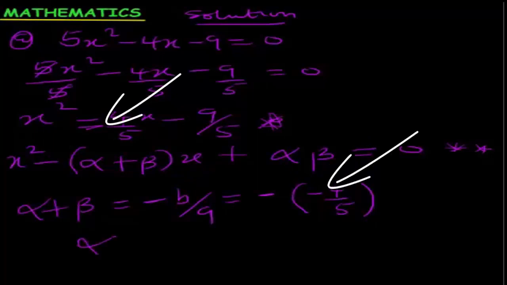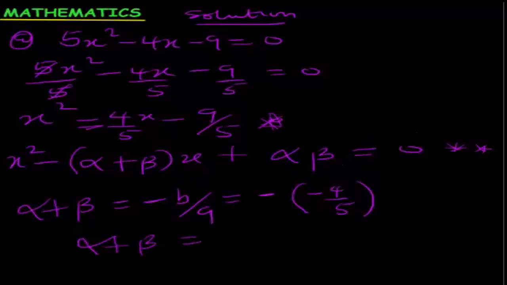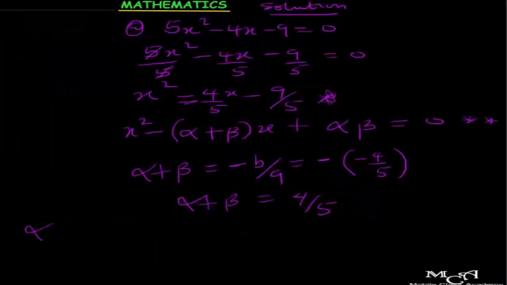So finally, the sum of the roots, alpha plus beta, gives us minus times minus is plus. So that gives us 4 over 5. Okay, so the sum of the roots is 4 over 5. Now let us get the product of the roots. To get the product of the roots, already we know that alpha beta is the product of the roots, which is equal to c over a.